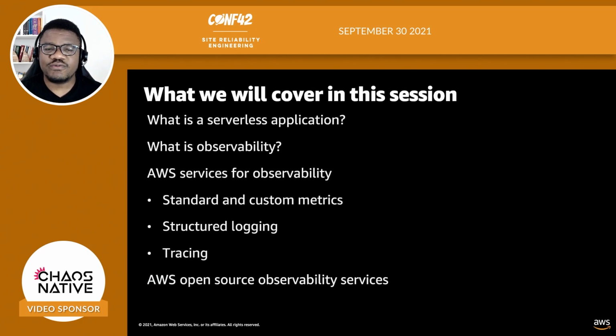Here is a high-level view of the agenda of what we're going to go through. I'll start by defining what a serverless application is. Then we'll look at what observability really is. Then I'll cover some of the AWS services that you could use for observability, and wrap up with some of the open source tools and some useful links and resources you'll find helpful as well.